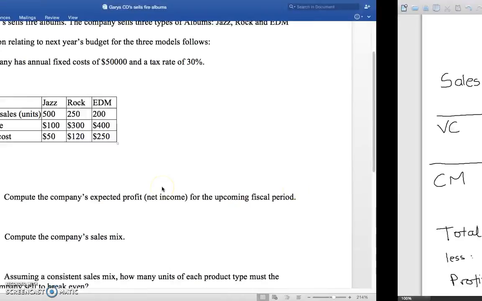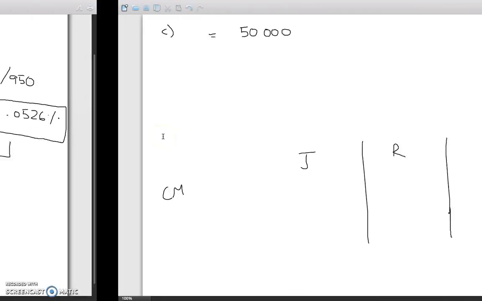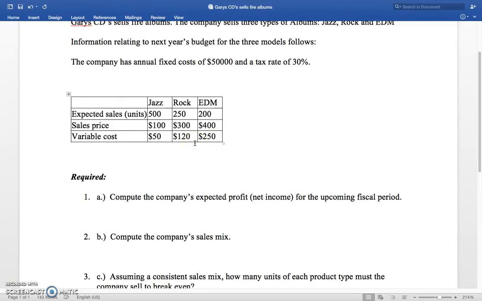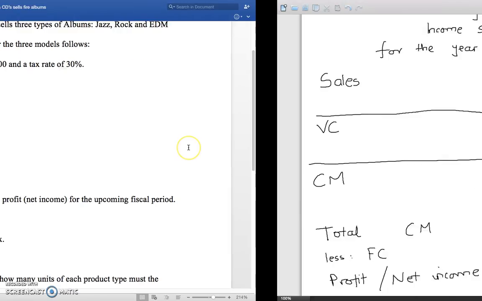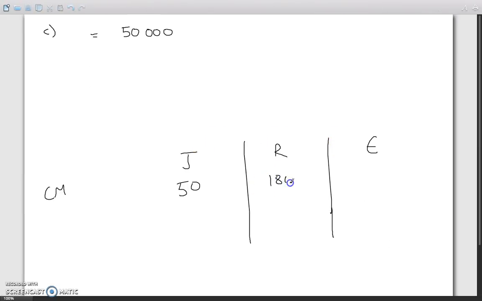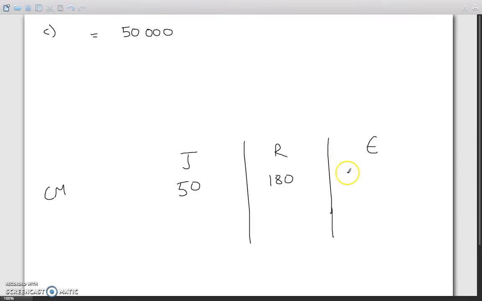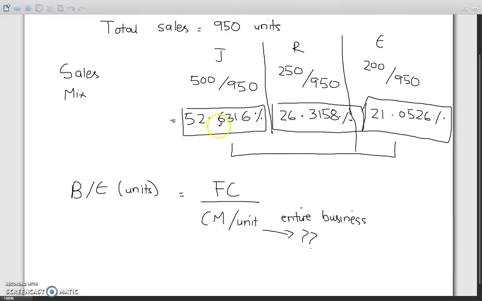The contribution margin for the first one, 100 minus 50, is 50. For the second one, it's 300 minus 120, which is 180. And for the last one, it's 400 minus 250, which is 150. Okay, so now again, this entire 50 or this entire 180 is not going into the final contribution margin per unit for the entire business. The portion of this that goes into the denominator is the percentage that we found out here.